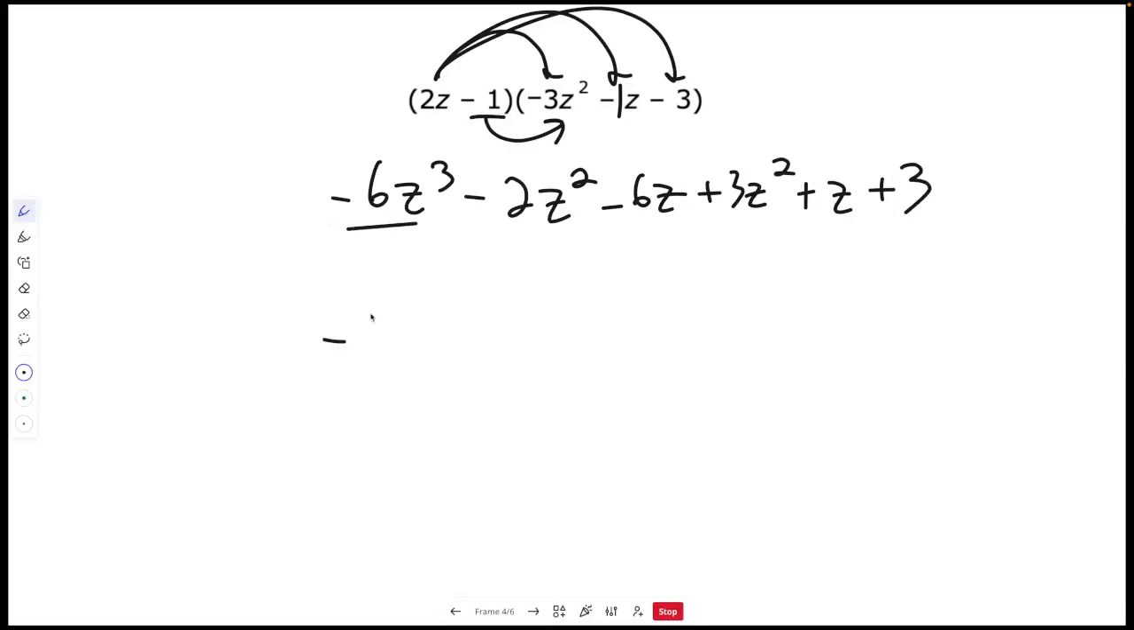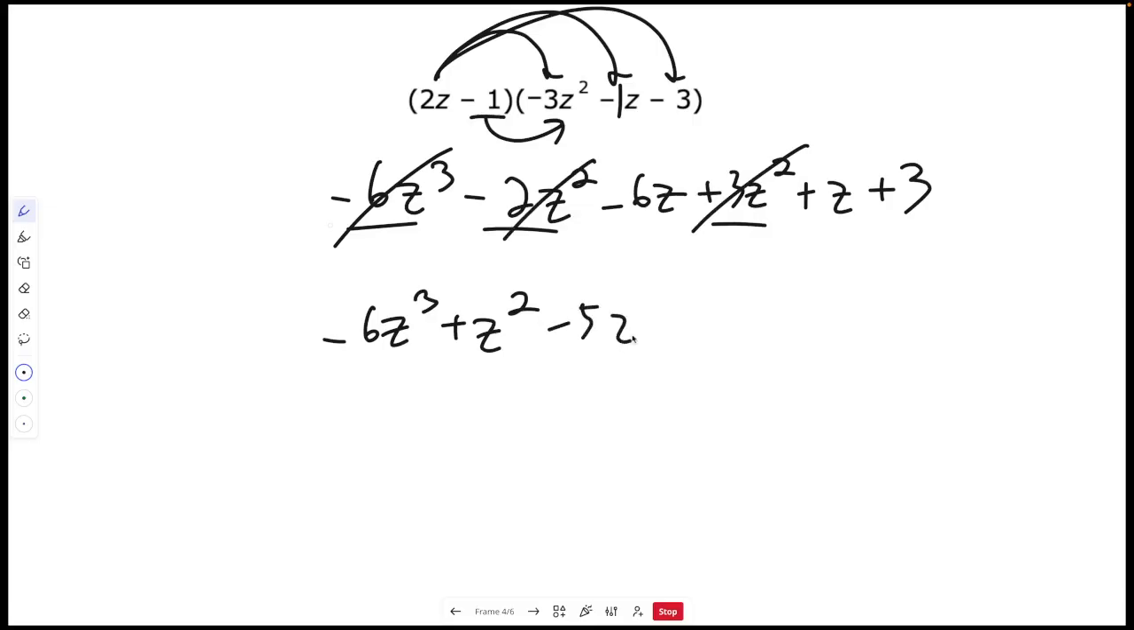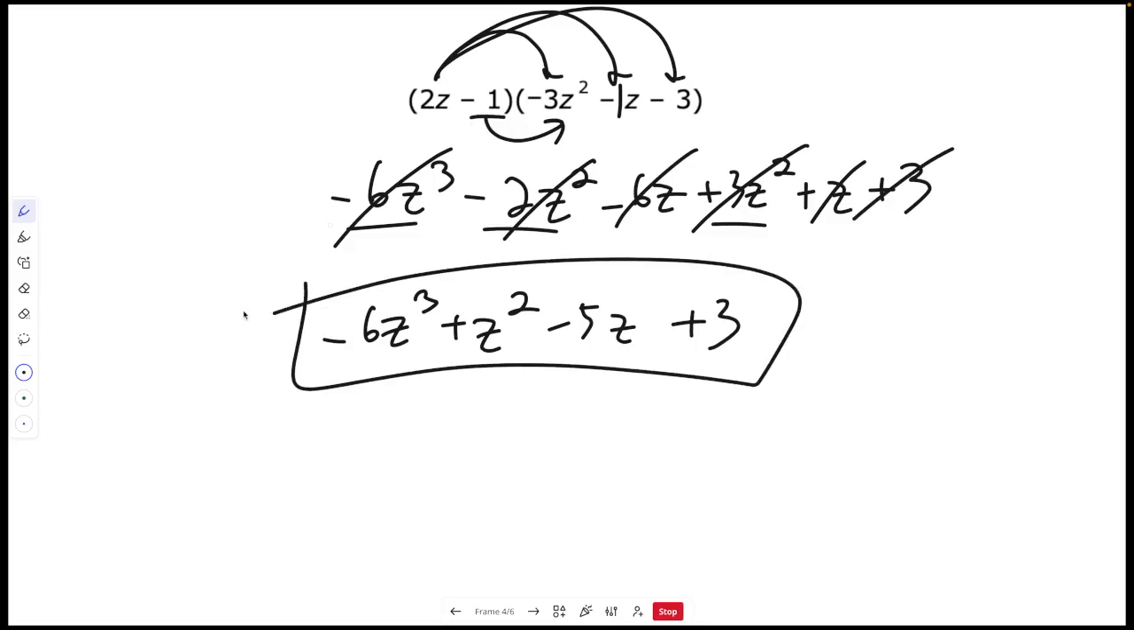So -6z cubed has nothing to combine with. -2z squared combines with 3z squared to give us 1, or just z squared. -6z plus z is -5z. And the 3 has nothing to combine with, so this is our final answer.